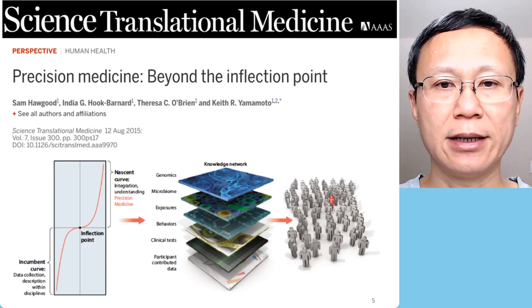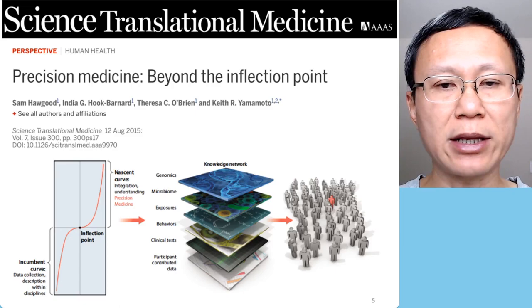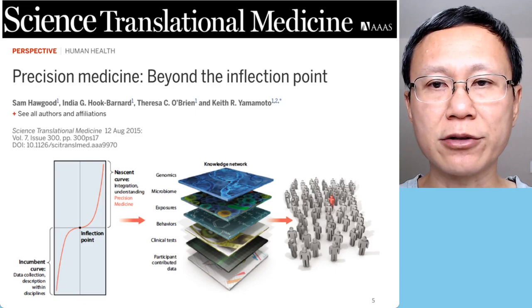Precision medicine is well beyond the inflection point. Indeed, we need a lot of different data to connect together to get a better understanding about the cause of the problems, the cause of the disease, and the spreading of the disease and the patients. And that's another article on this subject.